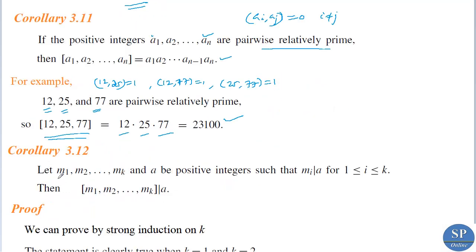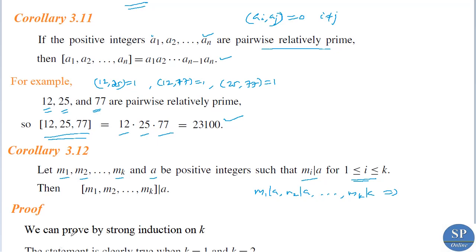Let m1, m2, etc., mk and a be positive integers such that mi divides a for 1 less than or equal to i less than or equal to k. Then the LCM of m1, m2, etc., mk divides a. That means m1 divides a, m2 divides a, etc., mk divides a implies the LCM of m1, m2, etc., mk divides a. That is the corollary.